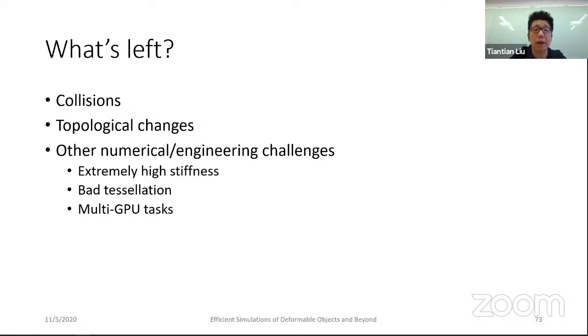And also, we are facing lots of numerical challenges in real-time applications because, for example, if you want to simulate super stiff materials with very high frequency vibration modes, or if you're dealing with really badly tessellated models, both of them will cause the condition number of the system to almost explode. So in that case, are we able to solve it in an efficient way?